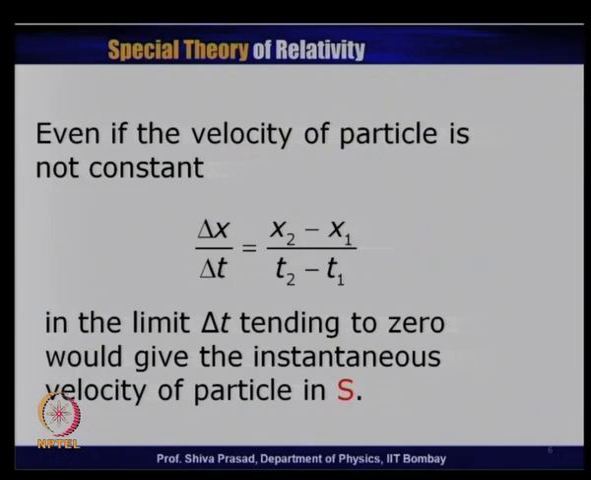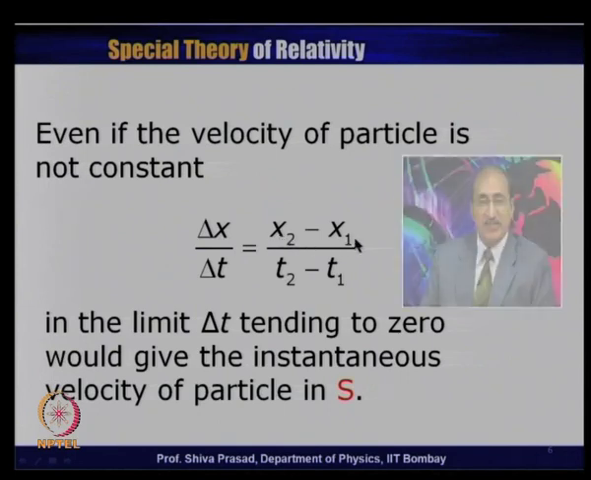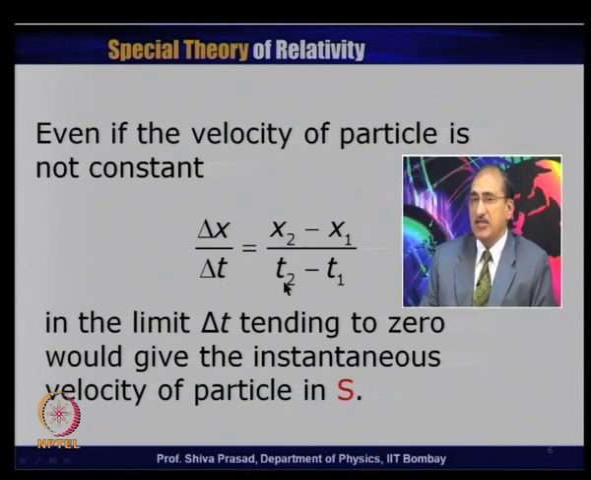So, what we say is that we define delta x as x2 minus x1, delta t as t2 minus t1, and in the limit that delta t tends to 0, this quantity delta x divided by delta t will tend to become the instantaneous velocity of the particle. So, this is what I have written. Even if the velocity of the particle is not constant, delta x divided by delta t, defined as x2 minus x1 divided by t2 minus t1, in the limit delta t tending to 0 would give the instantaneous velocity of the particle.